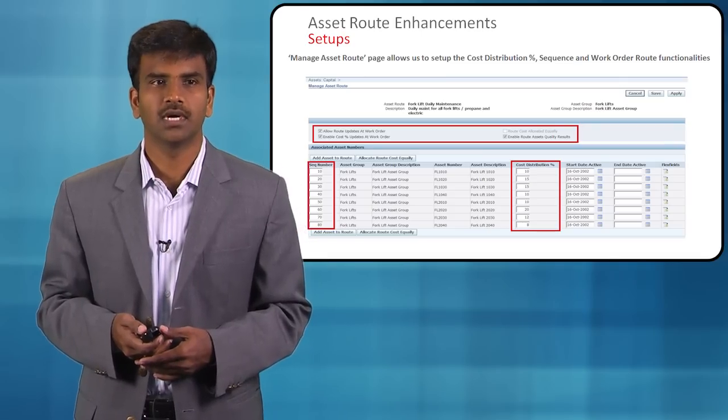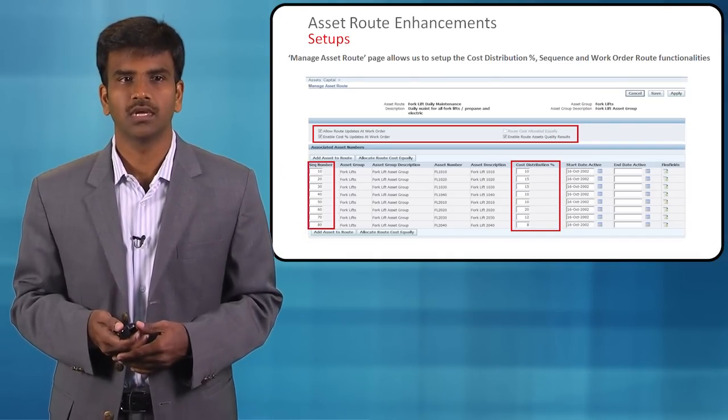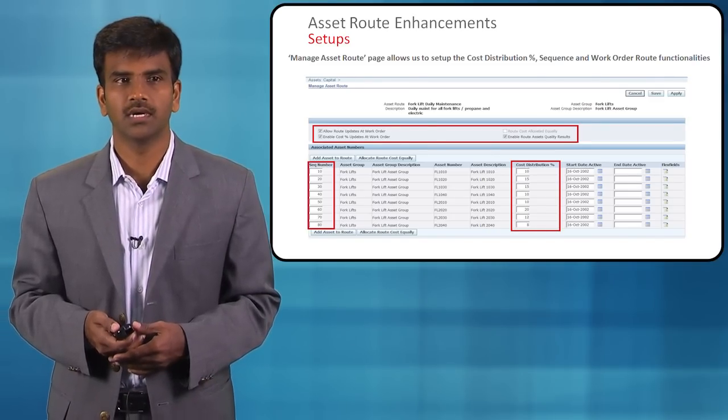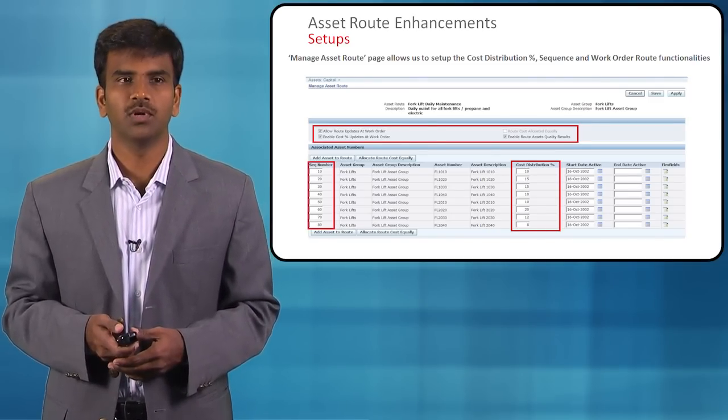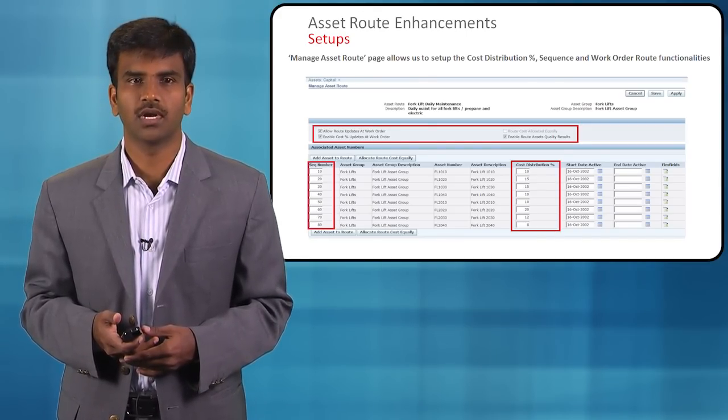We are having the new feature to have the sequencing of the asset route member assets. By specifying the sequence numbers in the asset route management, we'll be able to identify what is the priority of the asset when we want to take up a work order on an asset route.